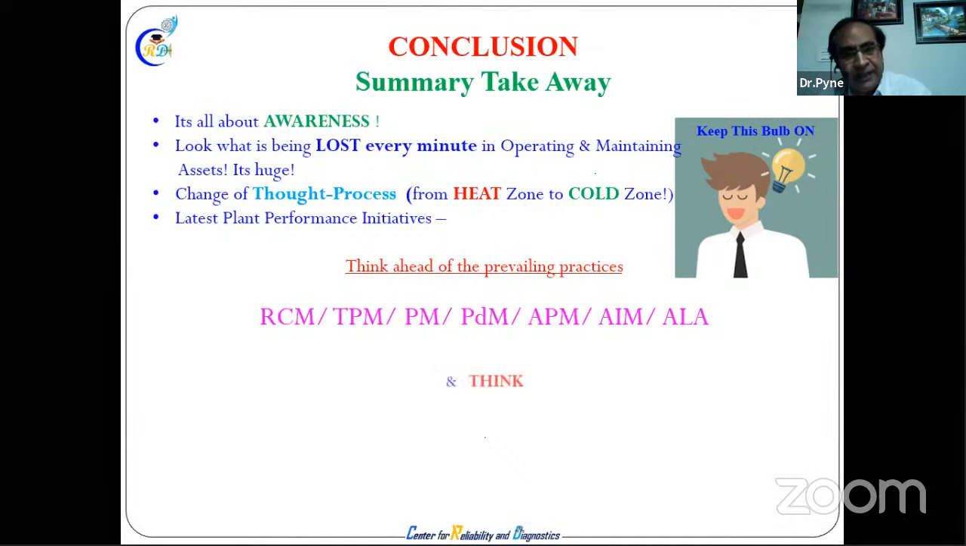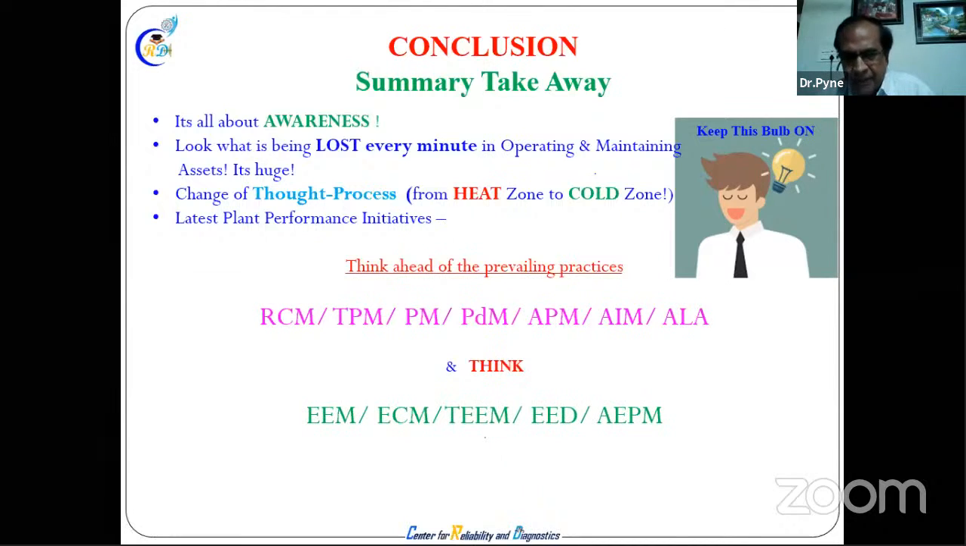But we need to think now in a different way: energy efficient maintenance, energy centered maintenance, total energy efficient maintenance, or energy efficient design. We have to think in an energy efficient way. Even TPM, energy OEE, is energy oriented thinking for availability, performance and quality issues. So, energy OEE, or total productive energy management, total productive energy maintenance, that way. Our thought process has to change. With this, I conclude here.